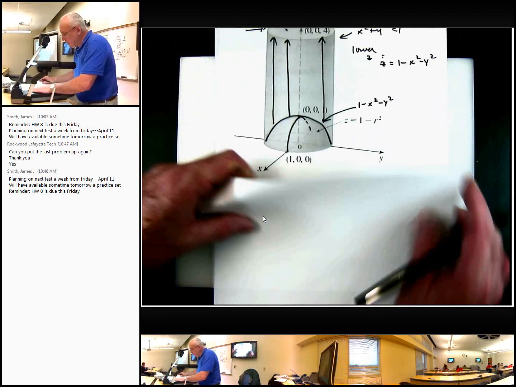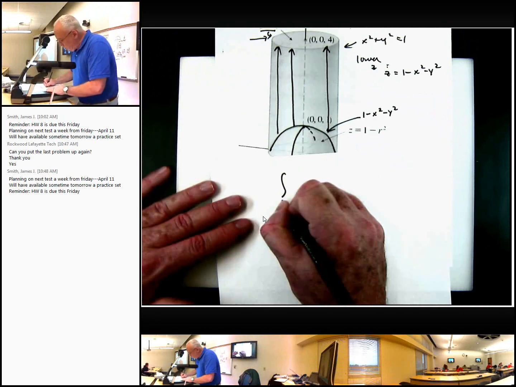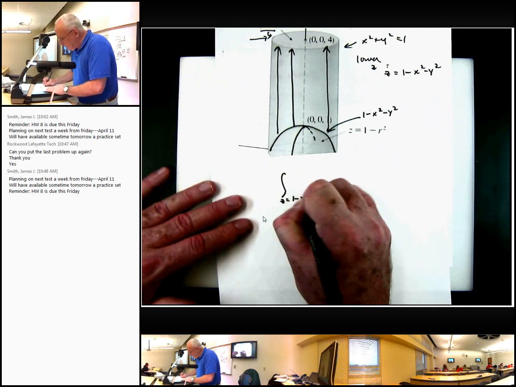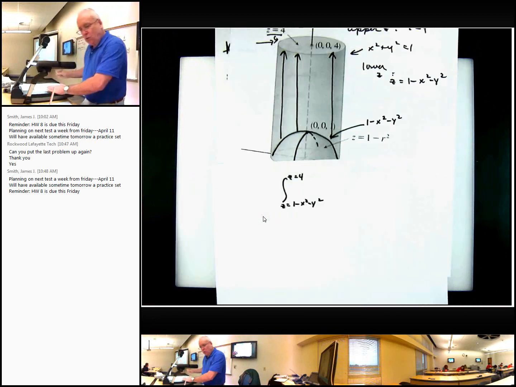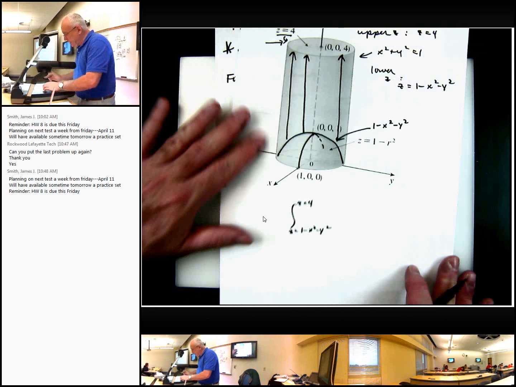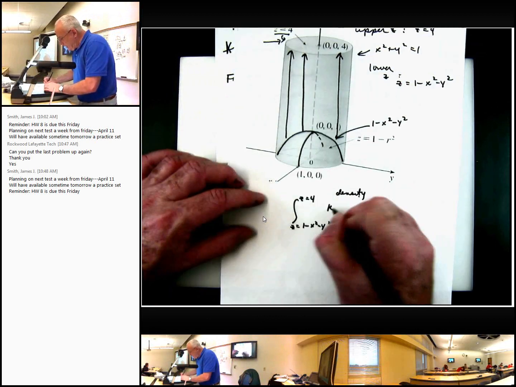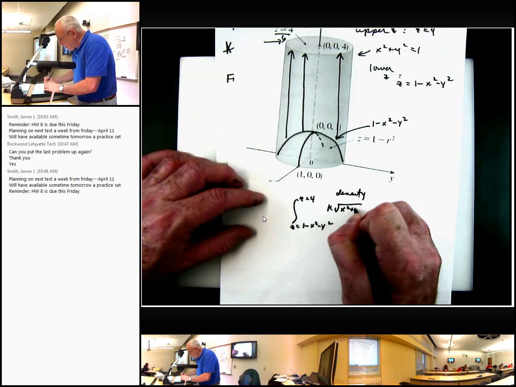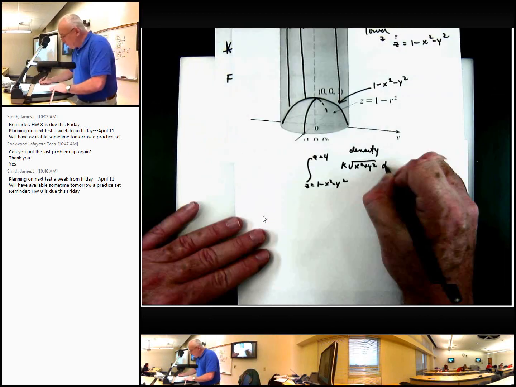But first of all, we're going to integrate with respect to z. Our lower z equals 1 minus x squared minus y squared. Our upper z is z equals 4. Now, the function that we're integrating is that density function, which is k times the square root of x squared plus y squared. And so this first one is dz.